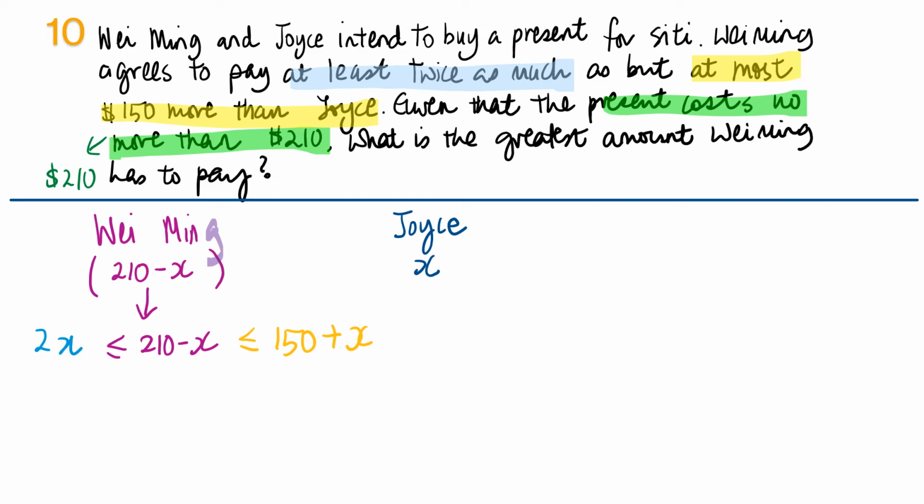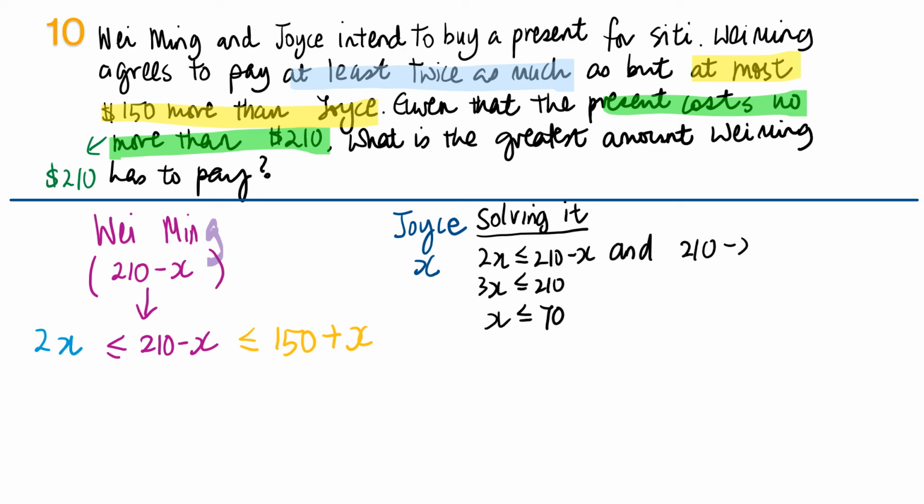And if you look at it, this is something similar that we have done earlier already, right? So we can break it up into two sets of inequality. One is 2x less than or equal to 210 minus x. Then we can solve it to get x less than or equal to 70. We can do the other one.